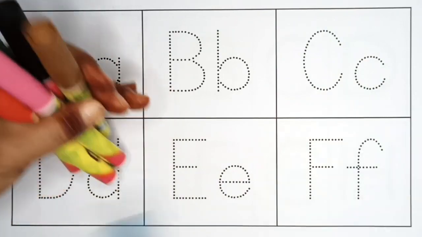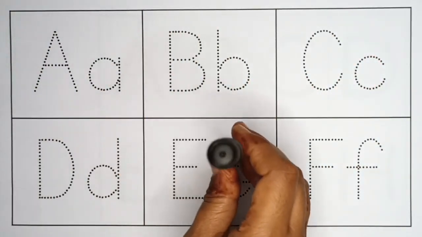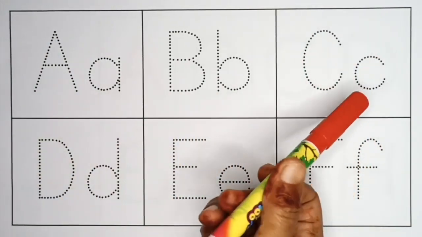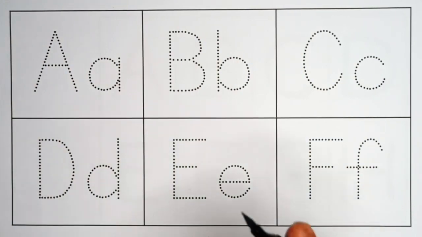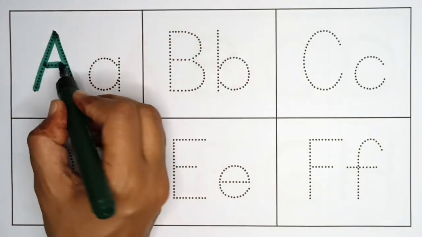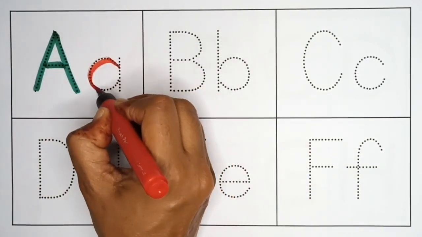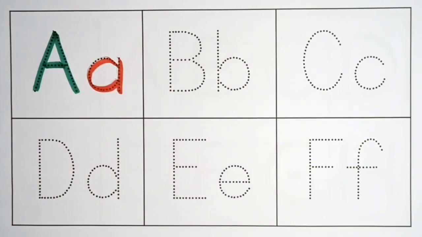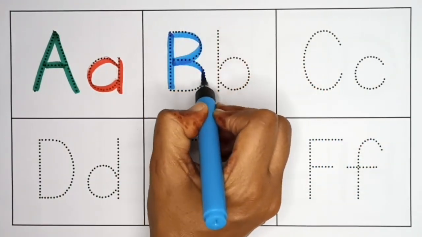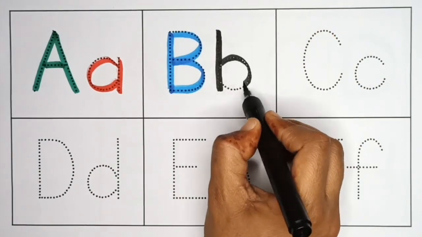Brown color. Purple color. Black color. Green color. Red color. Green color. A for apple. Red color. A for apple. Blue color. B for ball. Black color. B for ball.